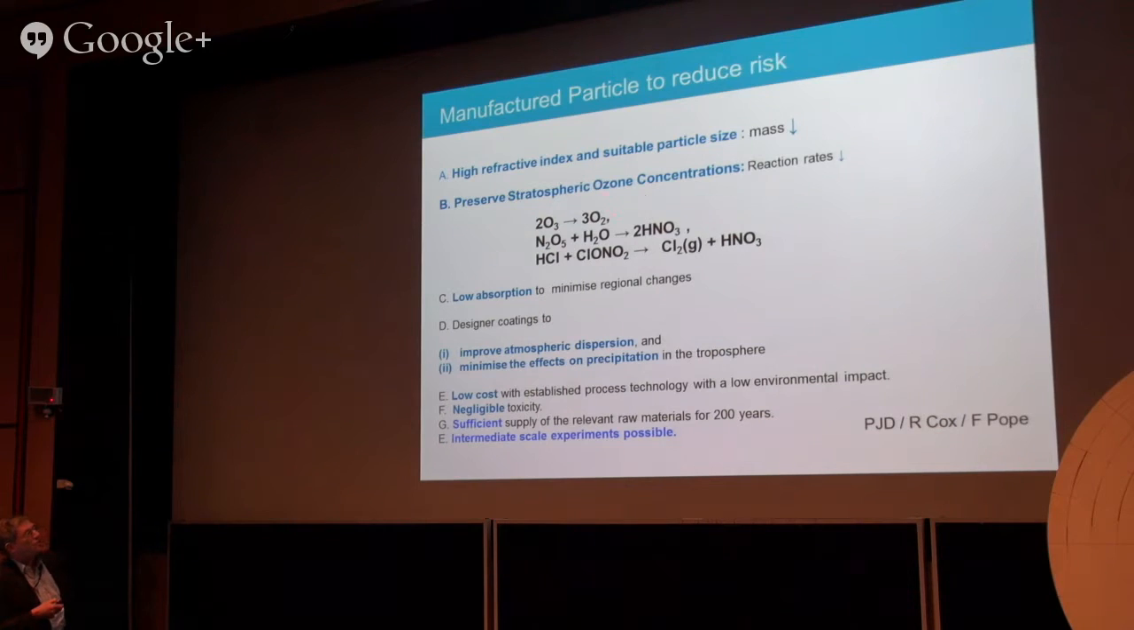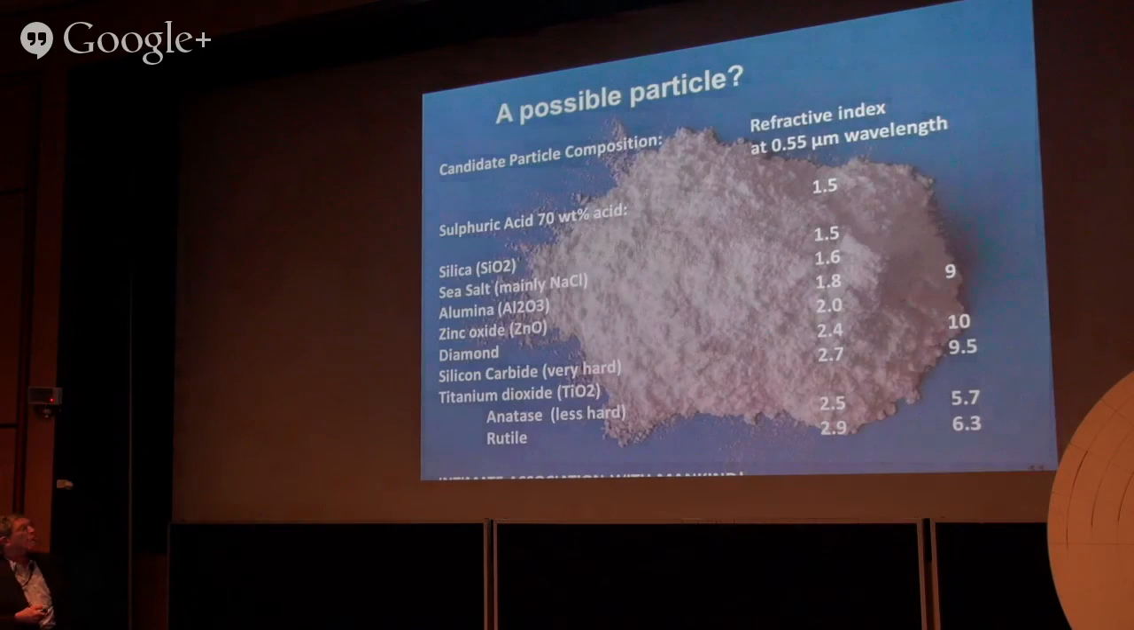Francis has described some of the properties, and David as well, of what we need if we have a manufactured particle. Now, originally, I think, as David said, we were interested in reducing cost, but as time has gone on in the last 3 or 4 years of this project, we've become at least as concerned to reduce risk. So you want a high refractive index and a suitable particle size to get the scattering. We want to control these reactions. We want a low thermal absorption, low infrared absorption, to stop the heating in the upper atmosphere. And what we're interested in is designing coatings to improve both dispersion and, as has been pointed out, we're quite interested in the effect of precipitation in the troposphere when the particles come down. Low cost, little toxicity, and sufficient supply of materials. And we want intermediate scale experiments possible, and I'll talk a bit more about that later on.